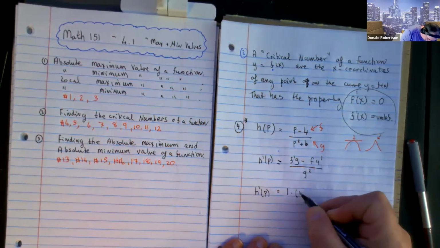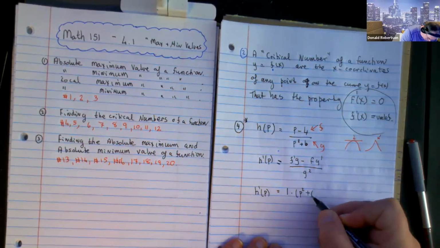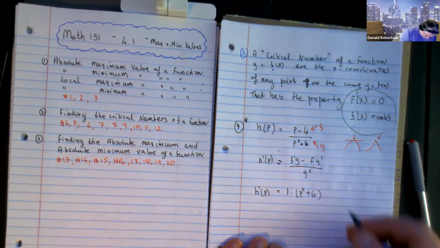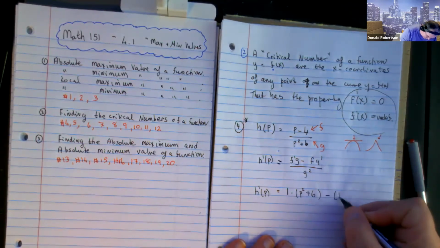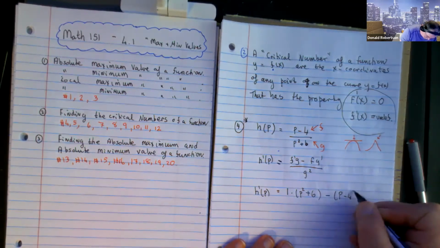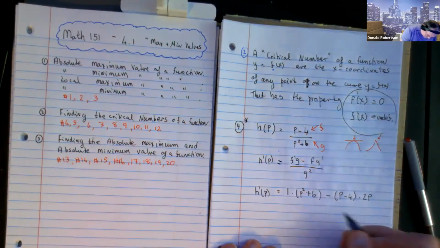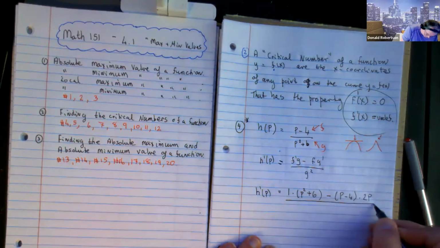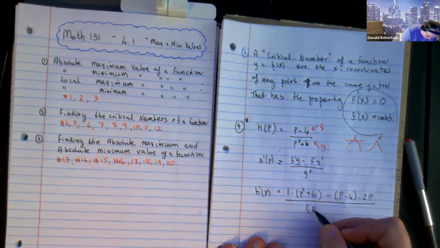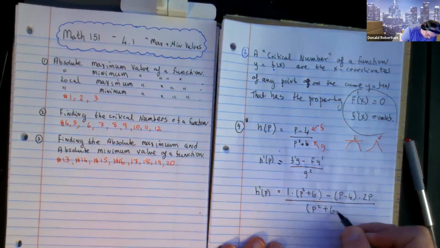Leave the bottom alone, p squared plus 6. There we go, it looks more like a 6 now. Take away, leave the top one alone and differentiate the bottom to get 2p. And then everything on the bottom gets squared.